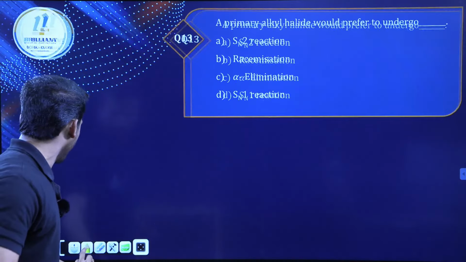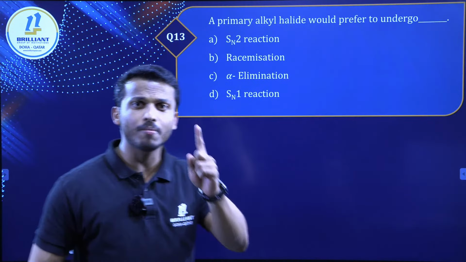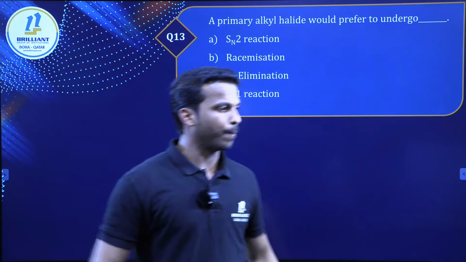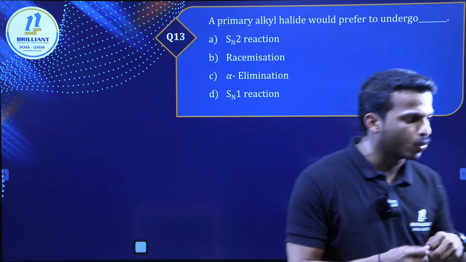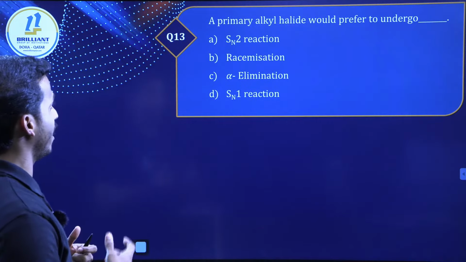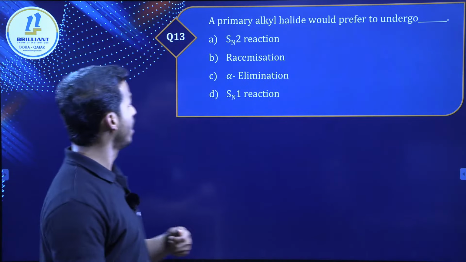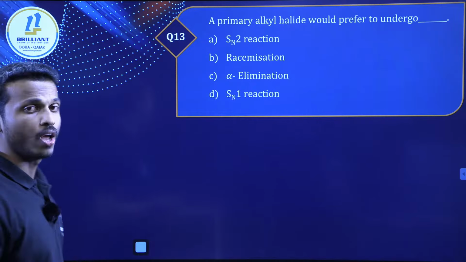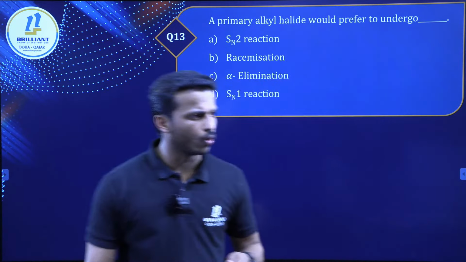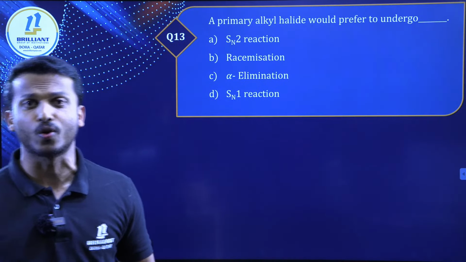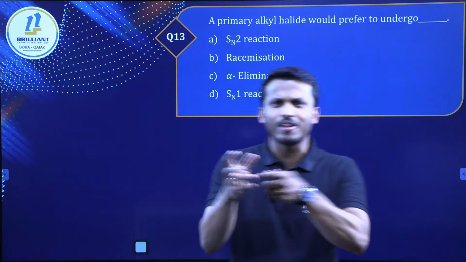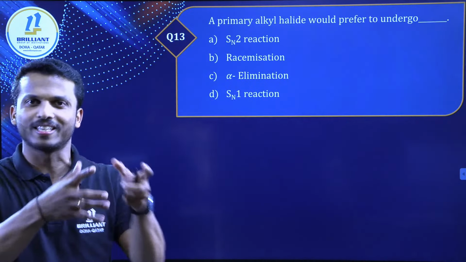Let's go to the next question. Yes, dear all, what is the answer? Which reaction does a primary alkyl halide prefer to undergo? Which reaction is more favored by a primary alkyl halide? Whether SN2 reaction, racemization, alpha elimination or SN1 reaction? SN1 is there, SN2 is there, so definitely we can correlate that topic with this question.